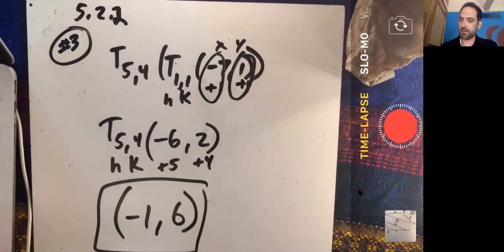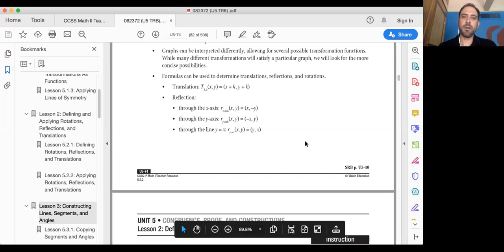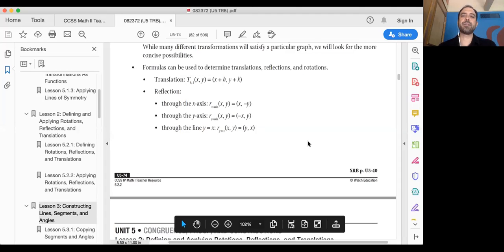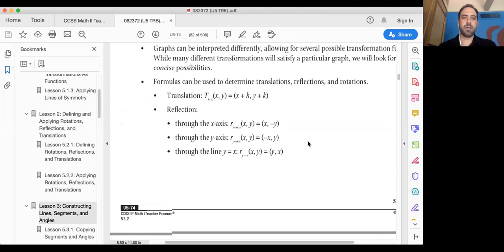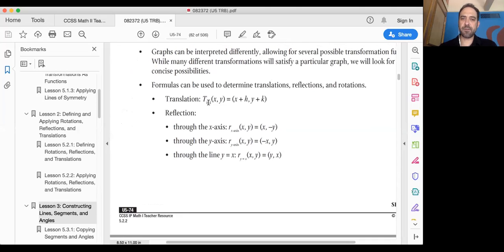All right, now we're going to get into a few more. Guys, I wanted to share this. This is something that is in my notes from the teacher manual. Here we know that for translations, when you have the H and K, you just add the H to the X, and you add the K to the Y. Translations, I think you guys are pretty good.